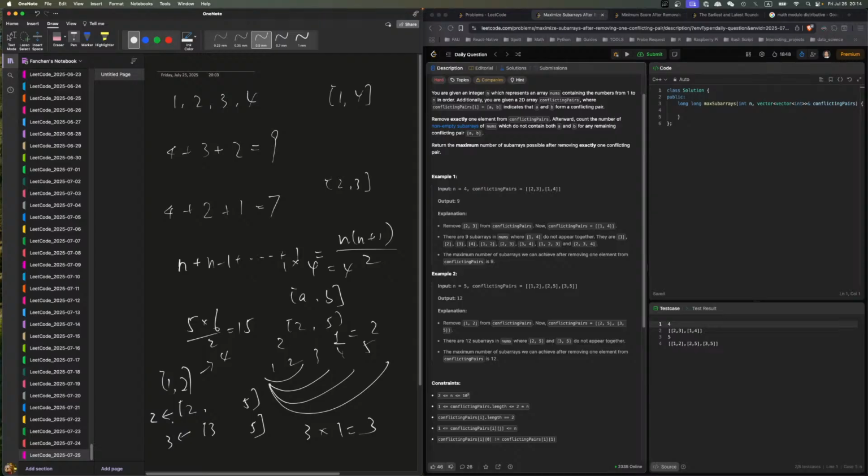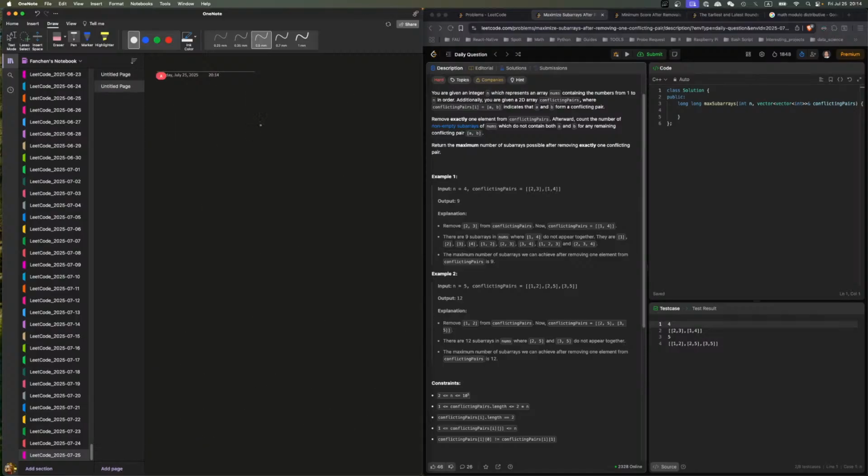Now the question is, once they're combined, how many are we going to miss, right? So in this case, when they're combined, I'll take 3, 5, so we'll miss 3. That's why the answer is 12. Which means if I remove 1, right, we have these ranges.